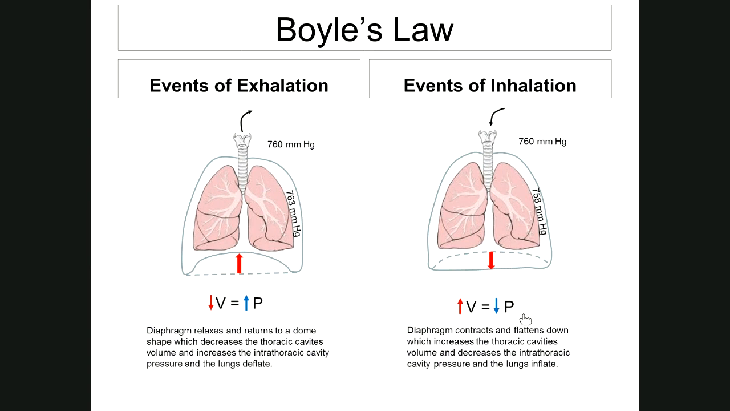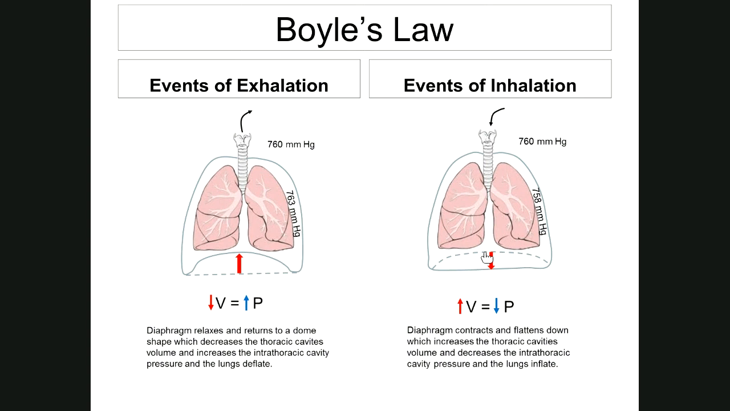Now, I put some imaginary numbers in here. Look at inside here, I have 758 millimeters of mercury. That's less than the ambient pressure of 760. That's a gradient. 760 is greater than 758, so air is going to enter the lungs. So as the volume is increased, your thoracic cavity increased volume, that decreased the pressure inside of your thoracic cavity, and air is drawn in.